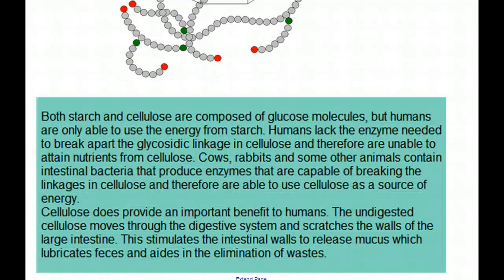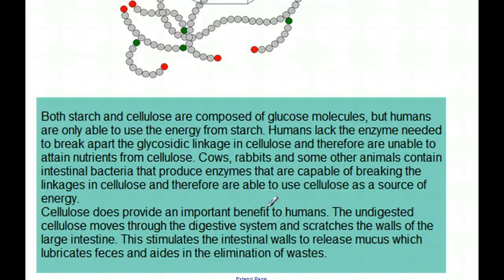So something interesting about carbohydrates that you might be able to relate to, that both starch and cellulose are composed of glucose molecules. But humans are only able to use the energy from starch because we lack the enzyme needed to break apart the glycosidic linkage in cellulose. So this is just to break it down and make it a little bit easier: if we think about eating things like plants, like our salads, for instance, they contain cellulose, and it doesn't really provide an important benefit to us if we can't digest it and bring it into our digestive system.